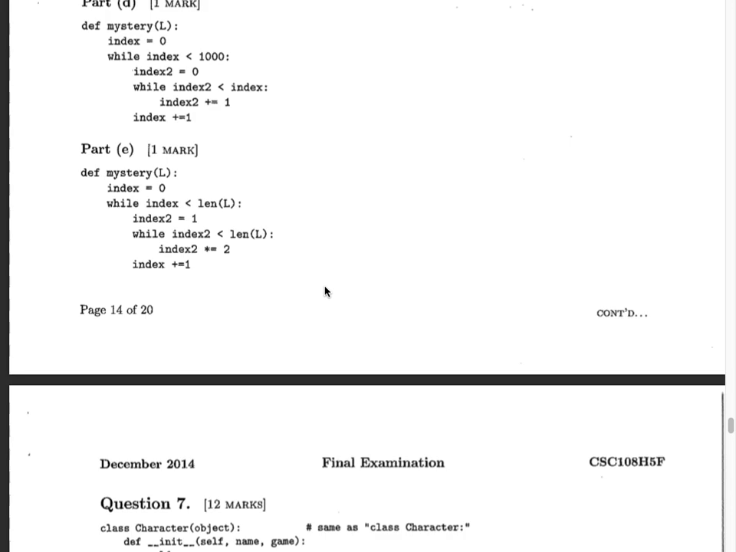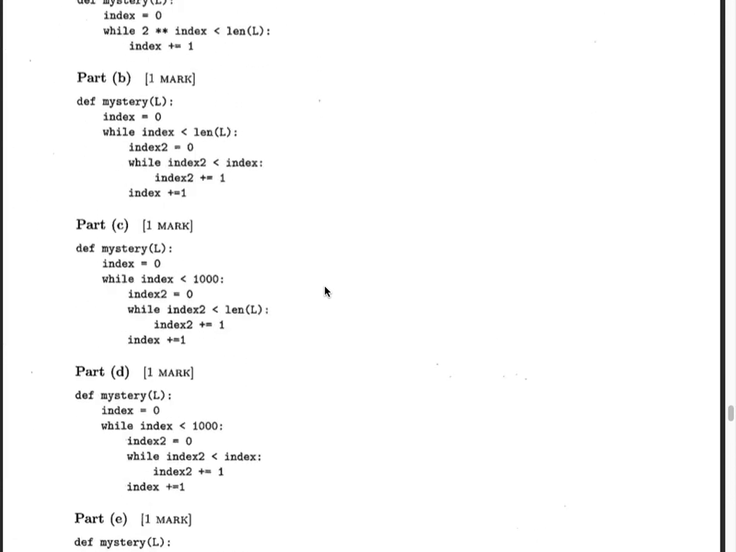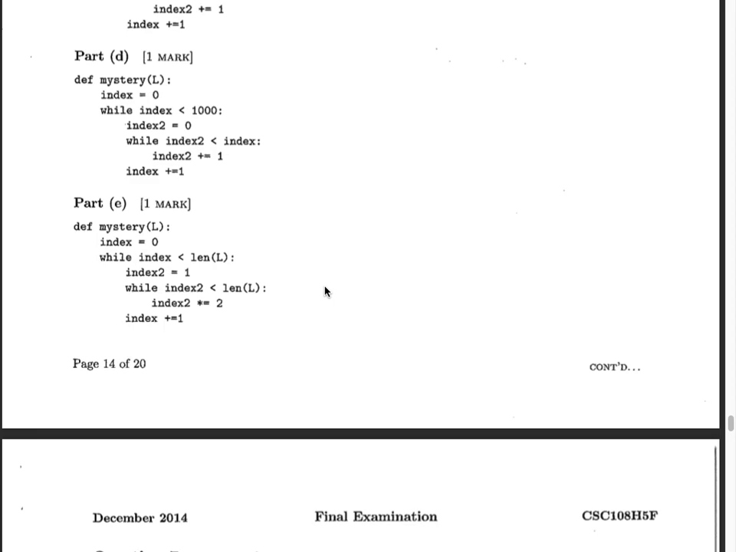Wait, did we double or did we take an exponent? Yeah, we took an exponent. Okay, so what's the effect of doubling a number? I take it back. I think it is O of n squared. But that's what I'm a little bit more unsure about, because we're counting by doubling. So we're going 1, 2, 4, 8, 16. Wait, those are powers of 2.